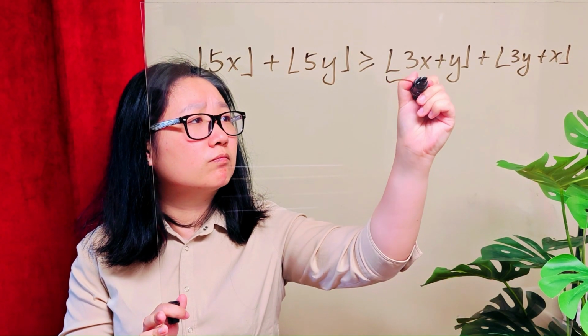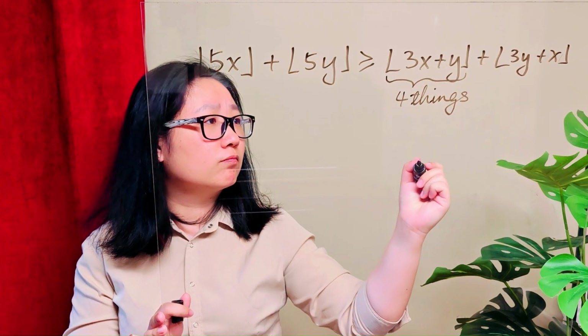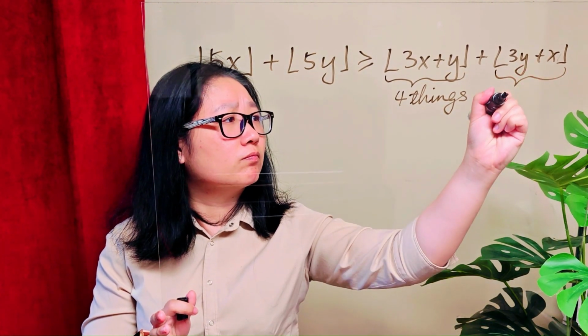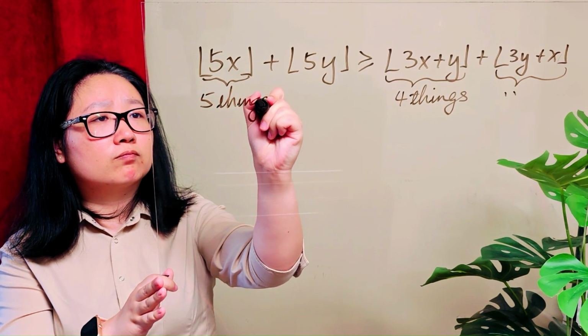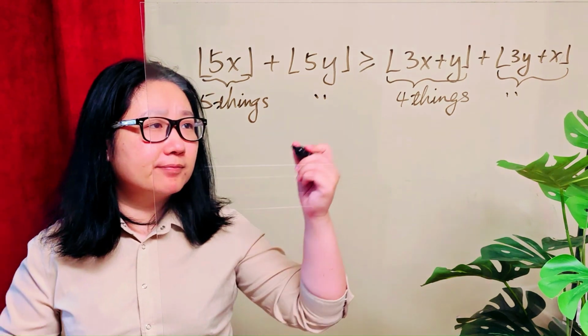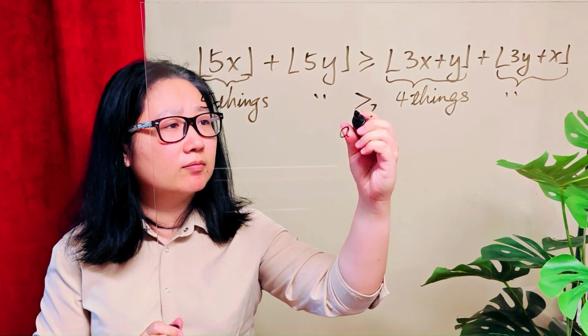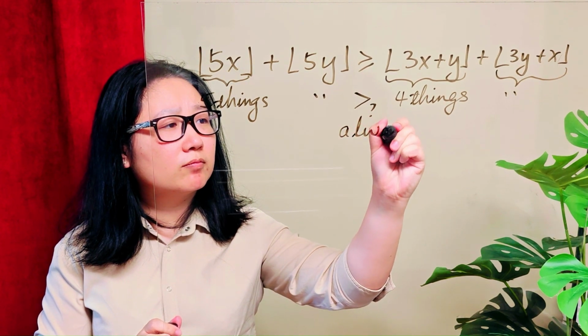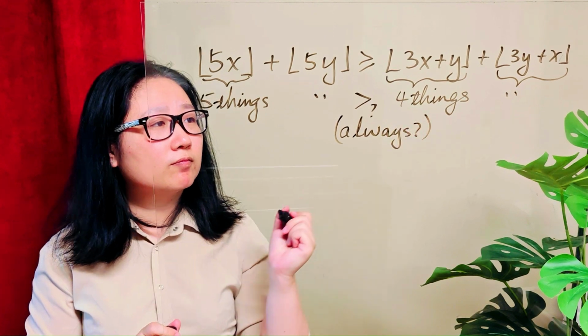The right side of this inequality from the problem looks a bit like a rearranged linear combination of the left side. Except instead of having 5 things in each floor function, we now have 4. Now intuitively, this will make the right side less than the left side in general. And it's interesting to see if there are strange exceptions because of interactions with floor functions.